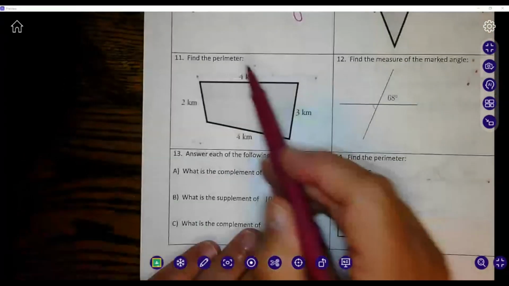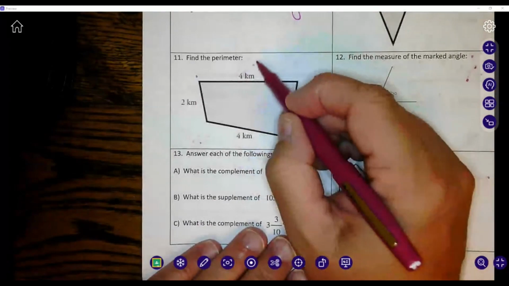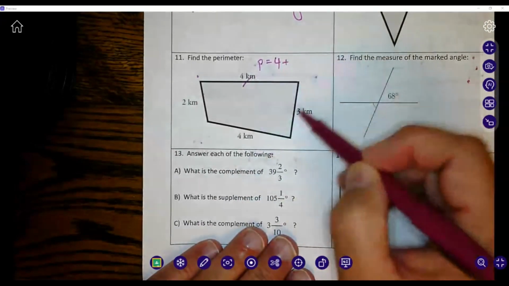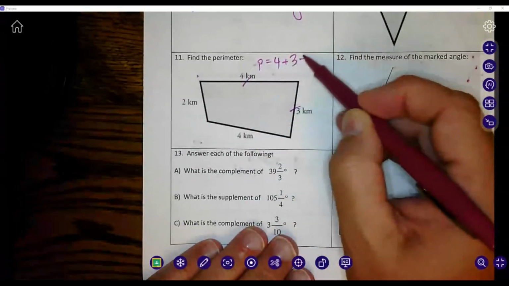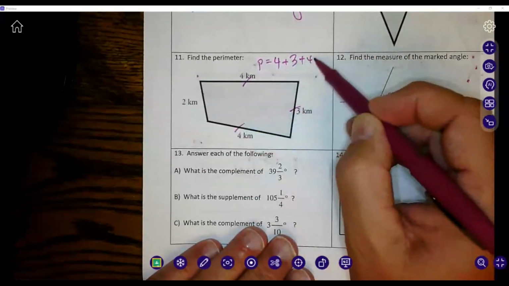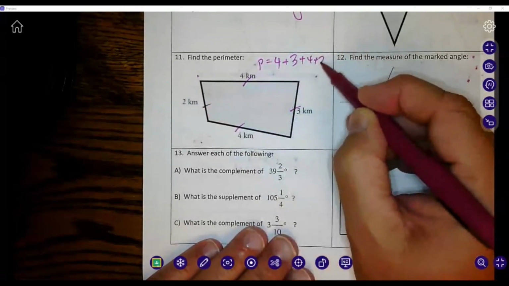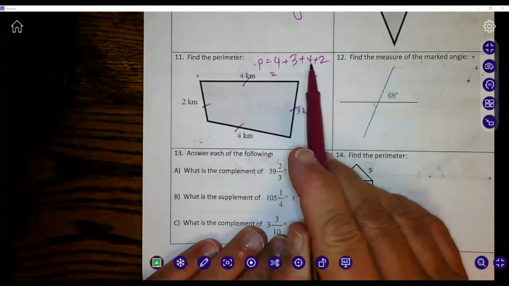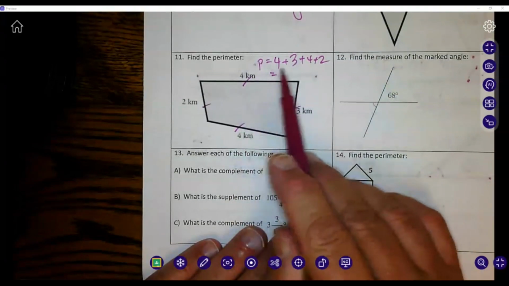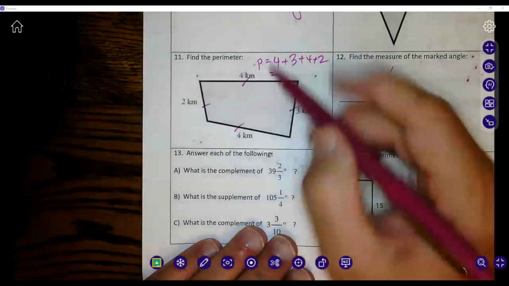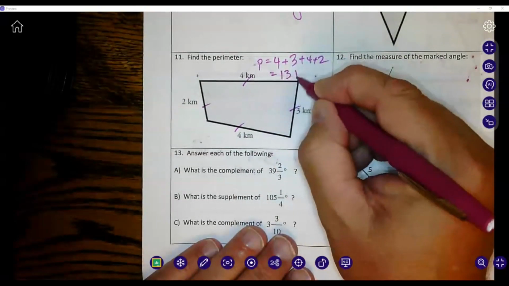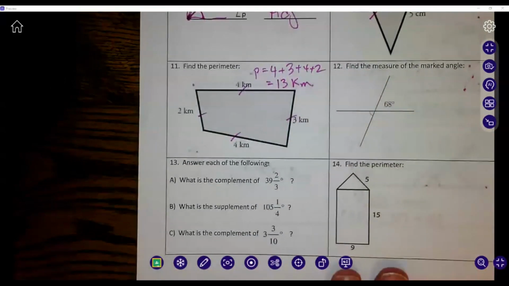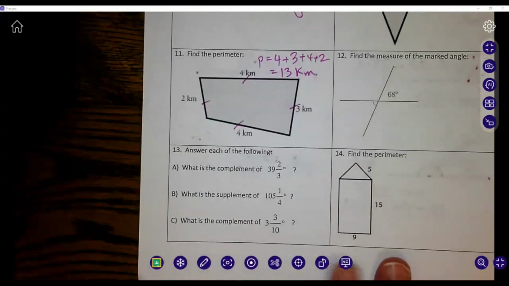Let's look at number 11. Again, we're finding the perimeter. Perimeter means add the sides. So we have 4 kilometers plus 3 kilometers plus 4 kilometers plus 2 kilometers. And so when we add 4 plus 3 plus 4 plus 2, that's 8, and 2 is 10. We get 13 kilometers.